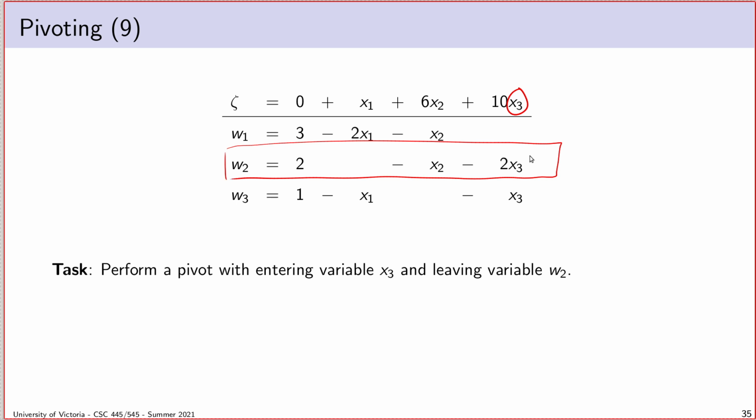Well, I want to have a row that expresses x3. So I want to be able to write x3 equals something. Well, what I could do is I could just solve this row for x3. So I'm going to do that. I'll do that in long form. So I've got, let's see, w2 equals 2 minus x2. I'll just rewrite the whole thing.